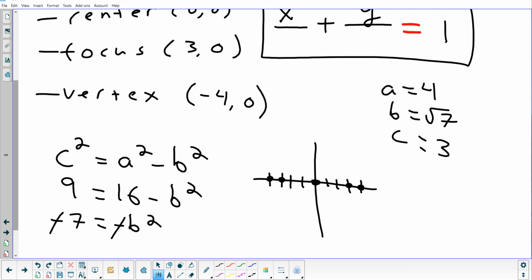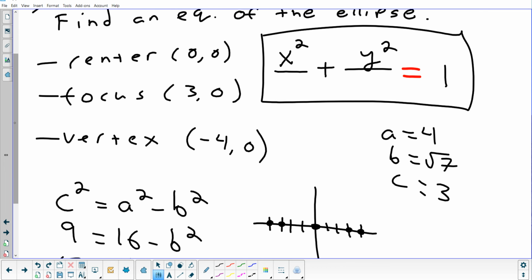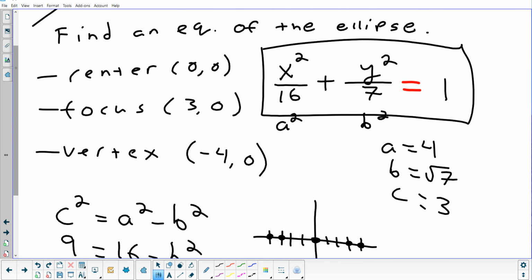Yeah, horizontal. If you want it horizontal, put the bigger number under the x. So that means a squared will go here, b squared will go there. A squared is 16. B squared, well, how much is b squared? Yep, 7. And that's the equation of your ellipse. Switch the 16 and the 7, and then your ellipse will be vertical instead of horizontal. That's the idea.